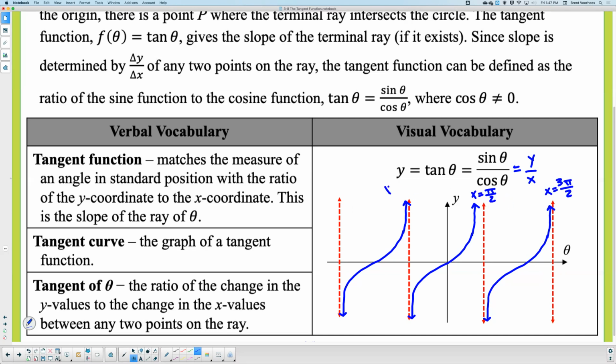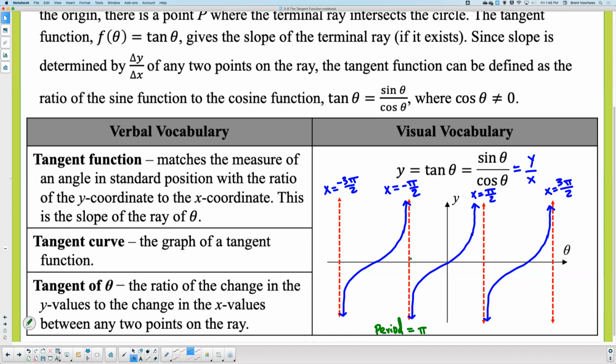On the negative side, we would have an asymptote at negative pi over 2 and at negative 3 pi over 2. You might notice, if you're thinking critically as you're drawing here, that these are not 2 pi apart from one another. Tangent's period is not 2 pi like sine. The period for tangent is 1 pi.